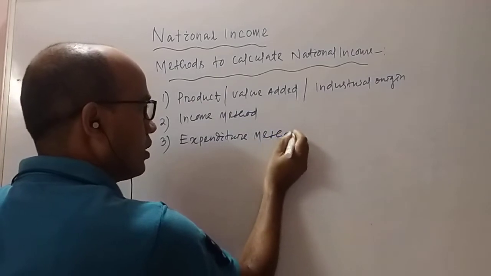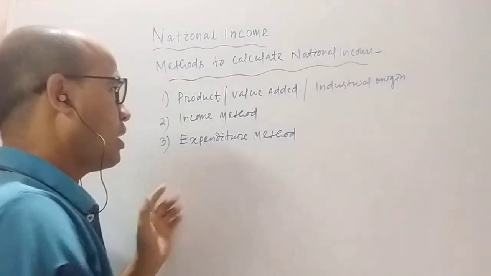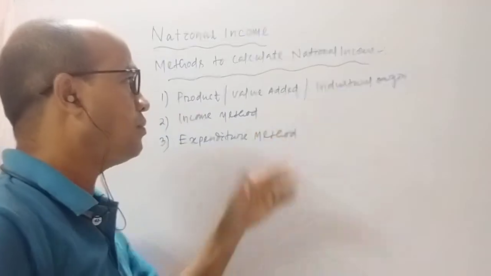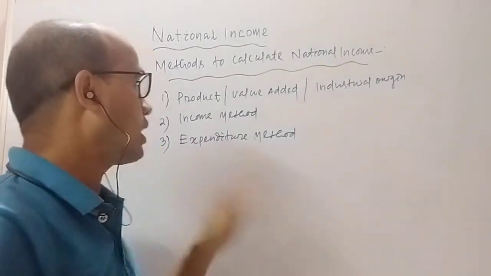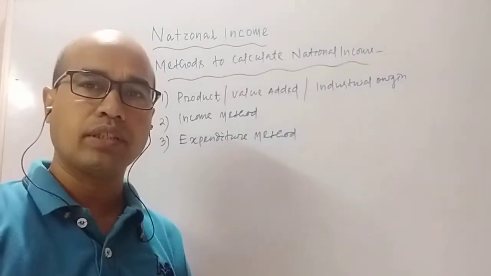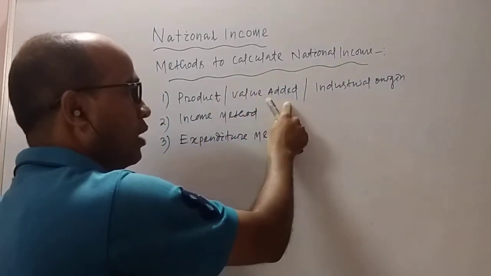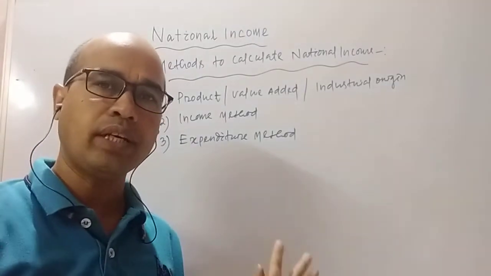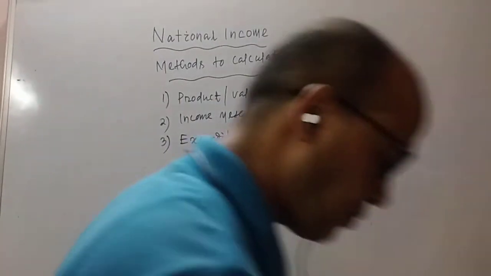In the examination, they may ask you to calculate national income by income method or expenditure method, or sometimes to calculate GDPfc or GDPmp, whatever it may be. They can ask you to calculate using the product method. There are 3 methods: product, also known as value added or industrial origin, second income, third expenditure method. One by one I will discuss. First I discuss the product method.